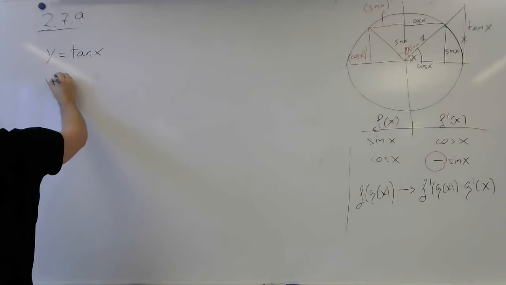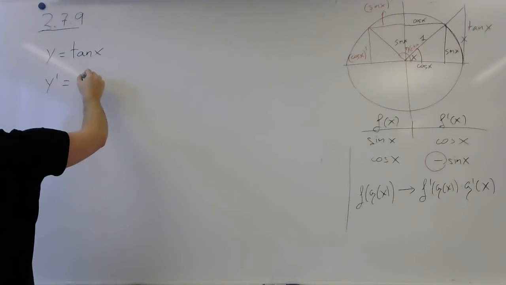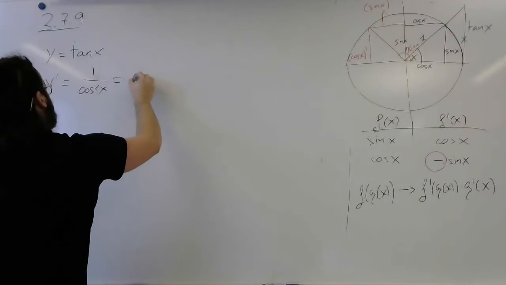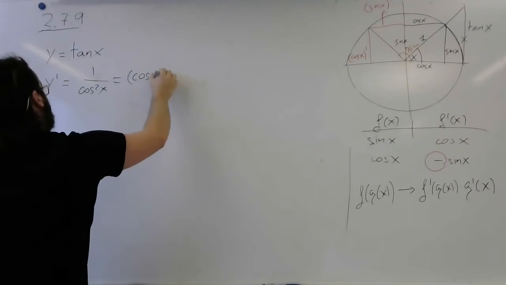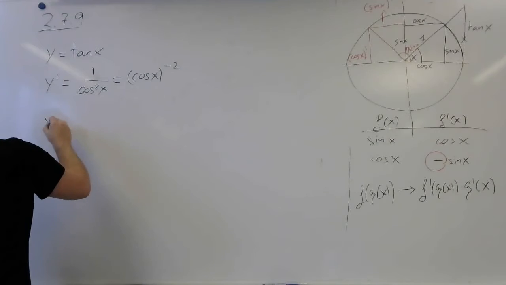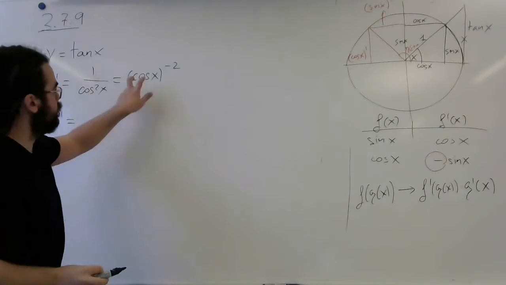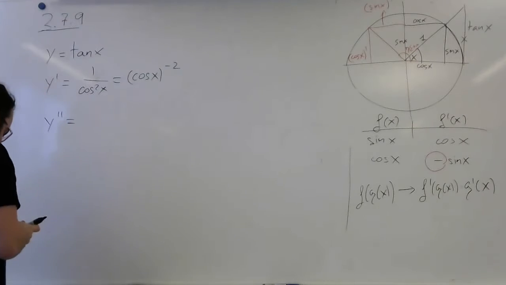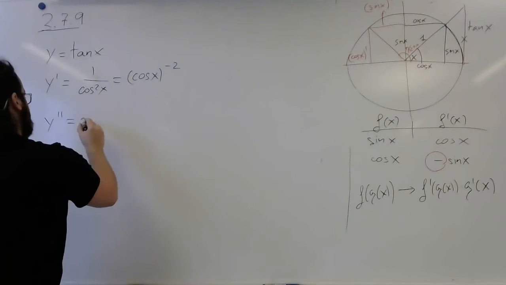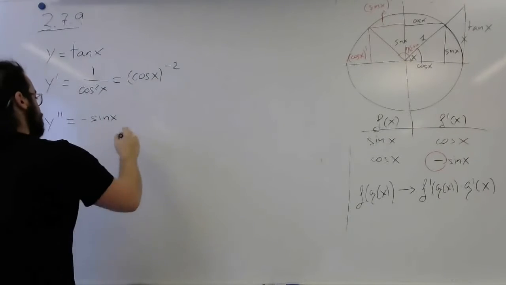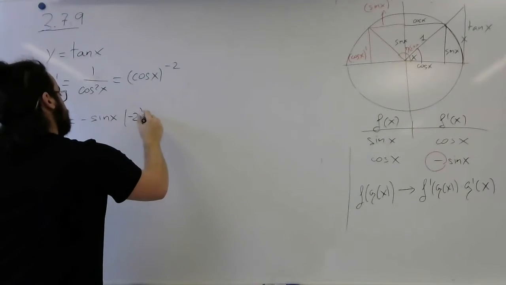So from this one, we already know that this is 1 over cosine square of x, and this is cosine of x to the power minus 2. So let's see what the second derivative says. We have a composition of functions. Inner function cosine of x, outer function power minus 2. So what we have here is the derivative of the inner function, minus sine of x, times derivative of this power minus 2.